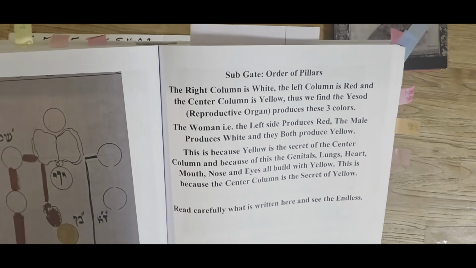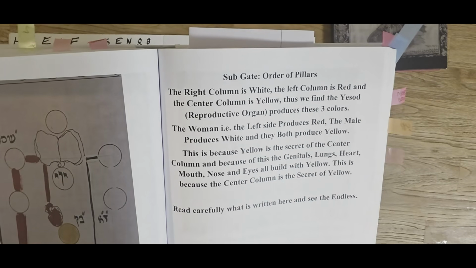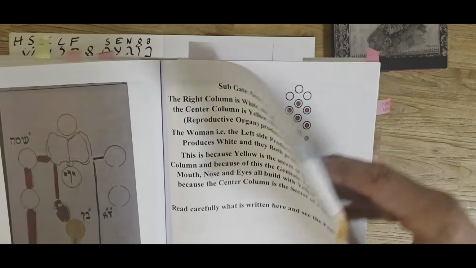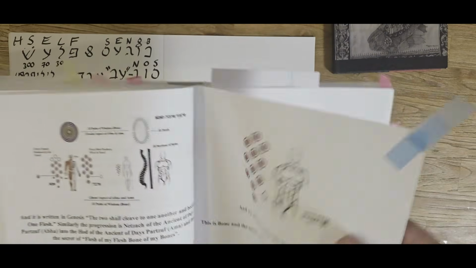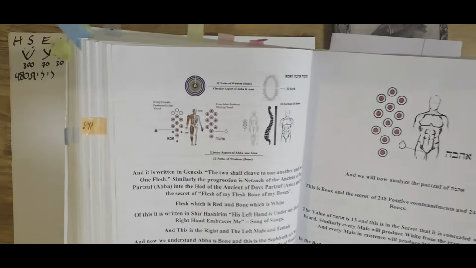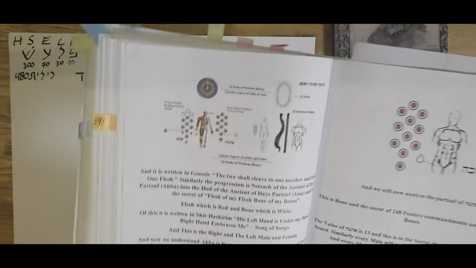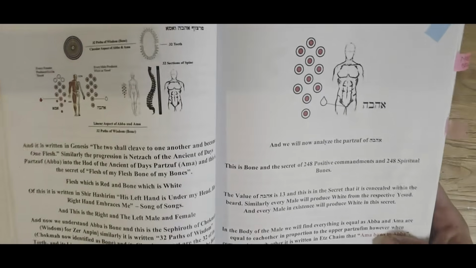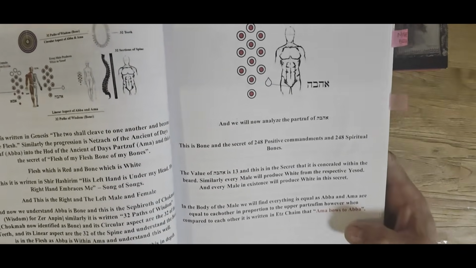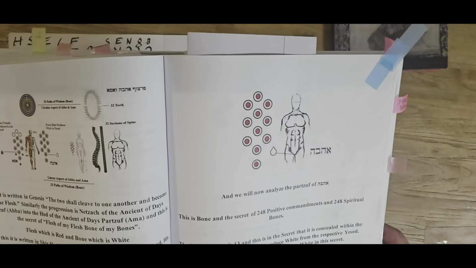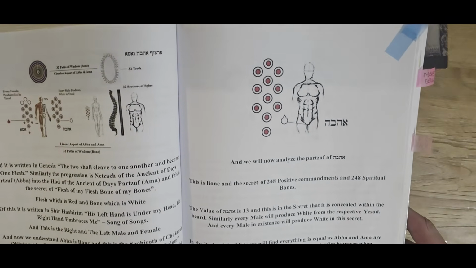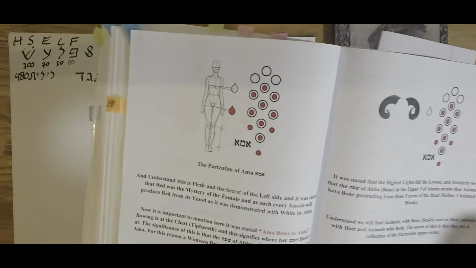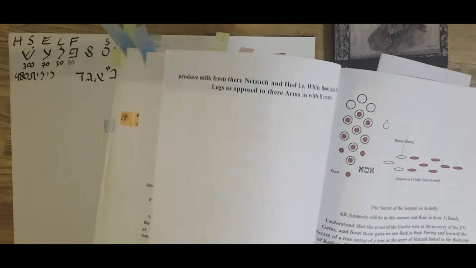So these words we'll treat also. Thus we find the Yesod reproduction organ produces these three colors. Okay, we're not going too deep into that because that might be for another video. Flesh and bone, red, white and yellow, but you get it. Right column, left column, center column. Okay, here we see it also. Another allusion to, and we will now analyze the partsuf of Abba. Okay, so here, right column produces white, left column produces red.